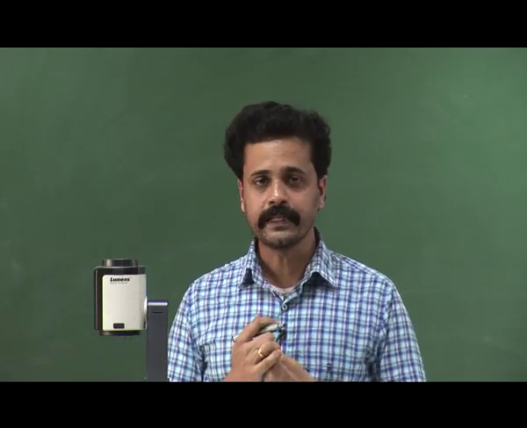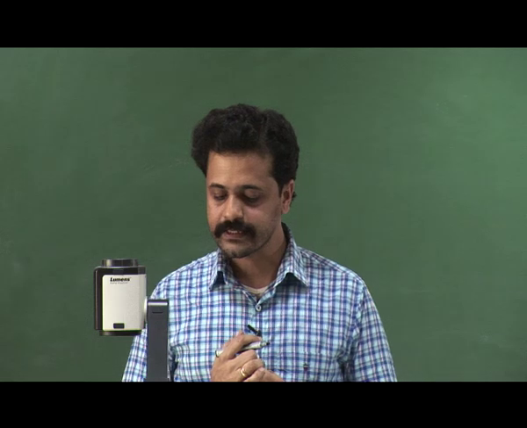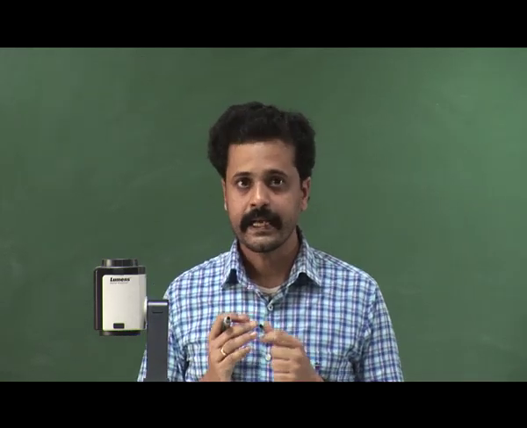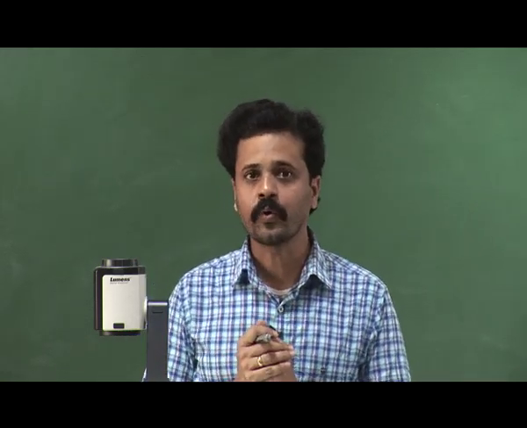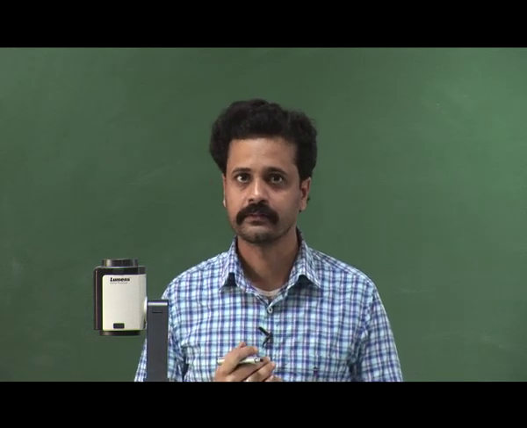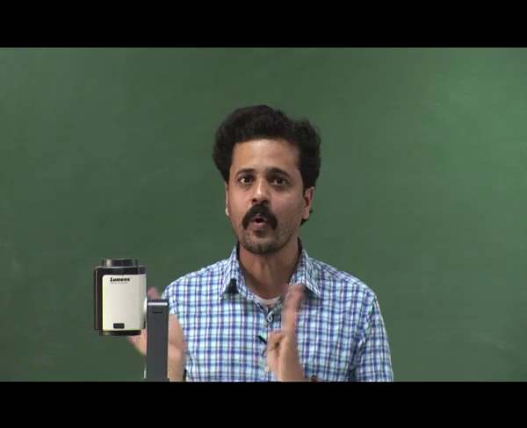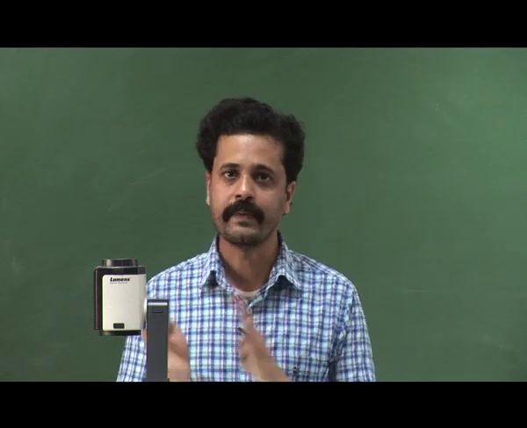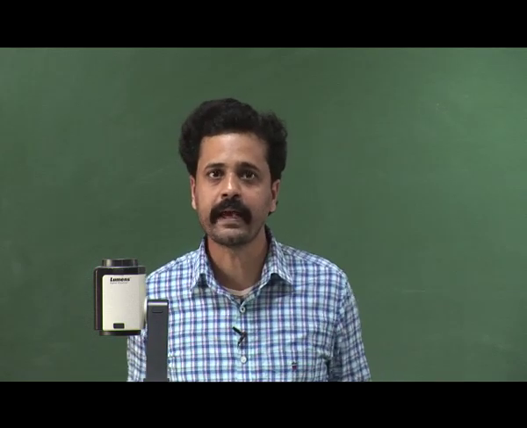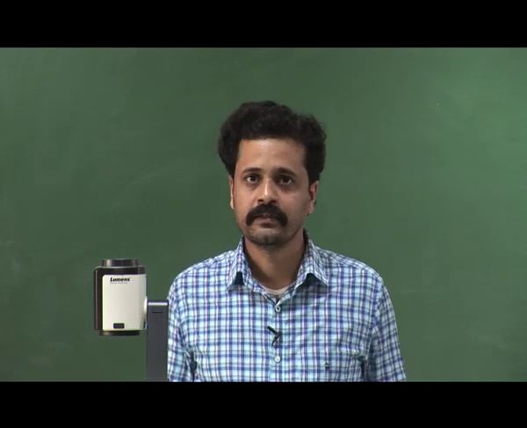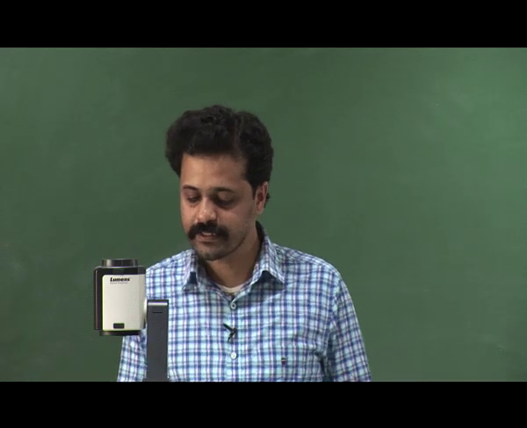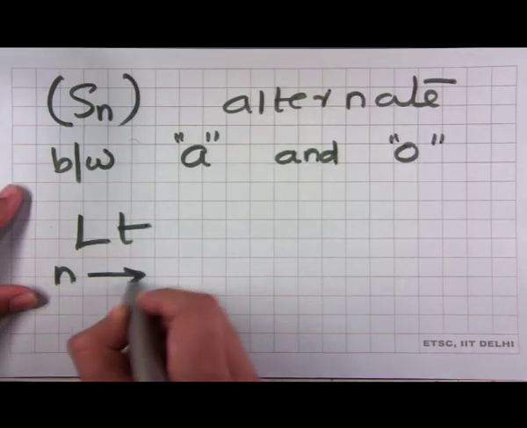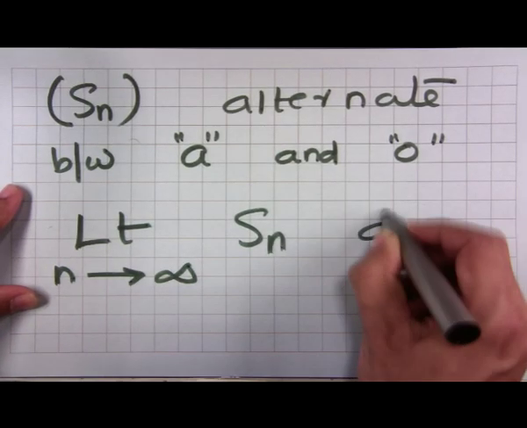Intuitively, from this, it should be clear that as n becomes larger and larger, Sn does not become close to any number. It will go on oscillating between a and 0. It will be either a or 0. It will not remain fixed, close to a fixed number. So, in this case, limit n tending to infinity Sn does not exist.